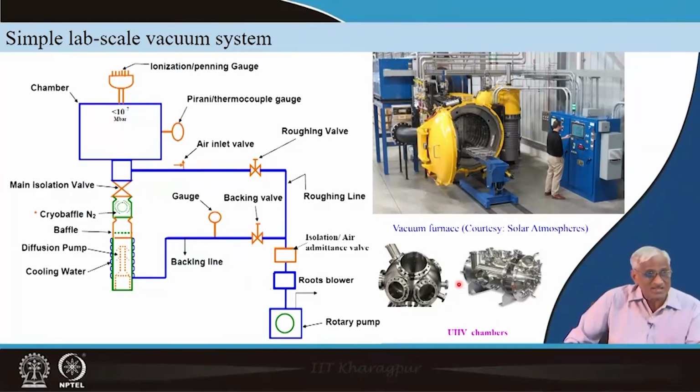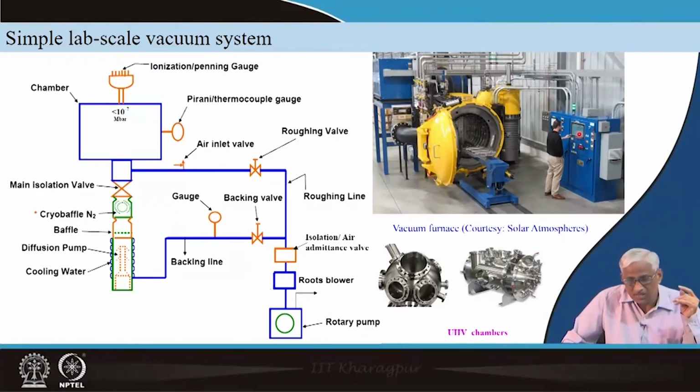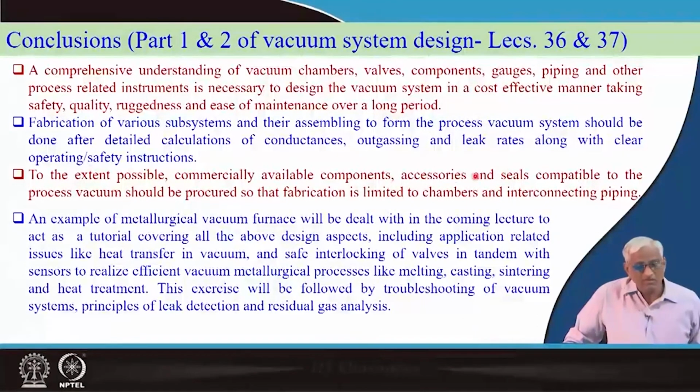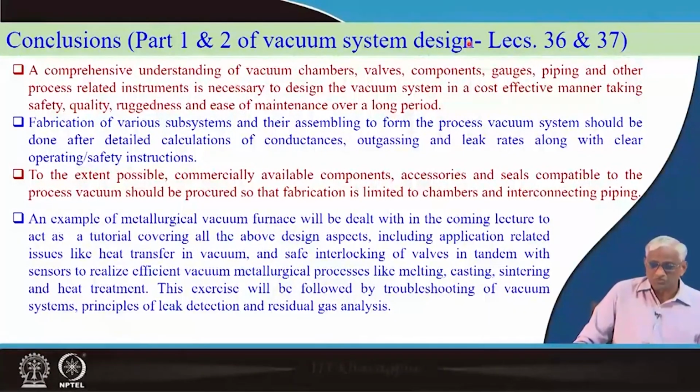We have already discussed in the last 2 classes where we are doing system design, but a tutorial we will not do for UHV, we will do for 10^-5 to 10^-6 torr type of thing, a typical system for metallurgical applications of a furnace, a vacuum furnace. So, with this let us give conclusions of part 1 and part 2 of vacuum system design.